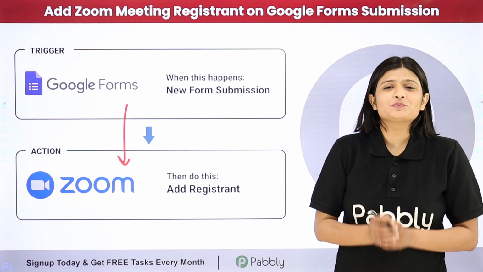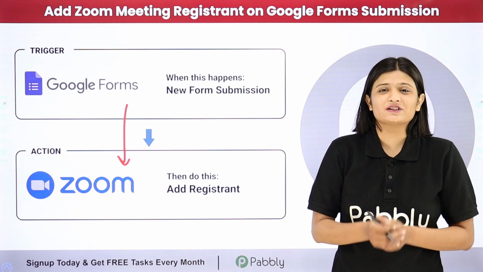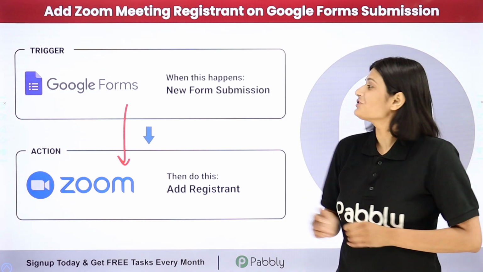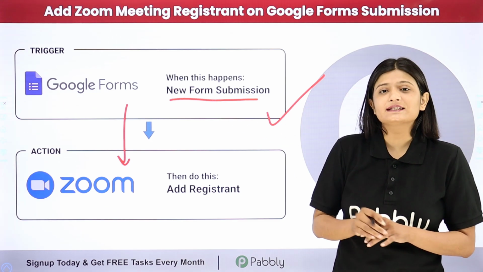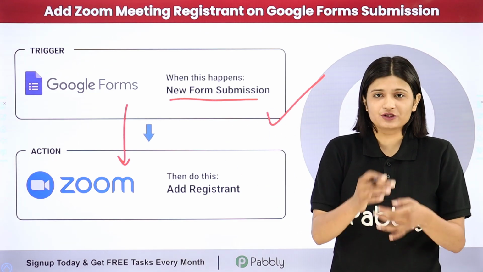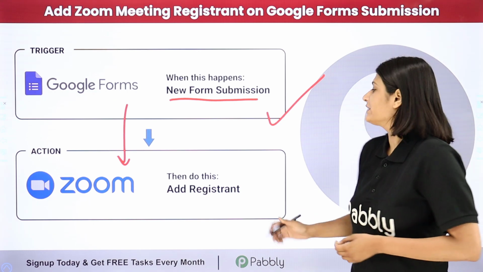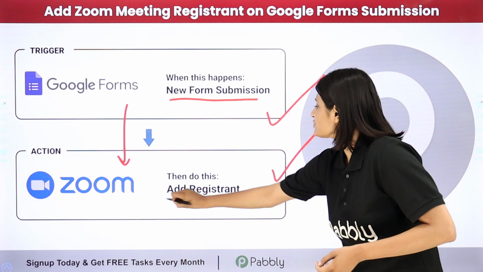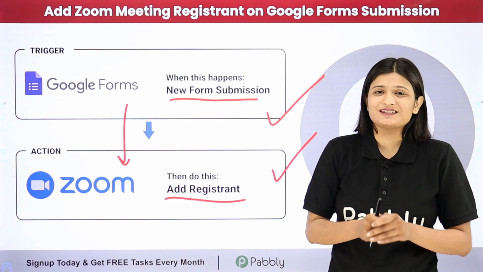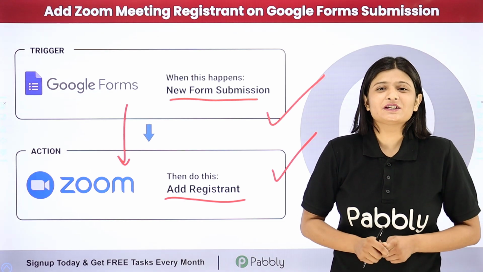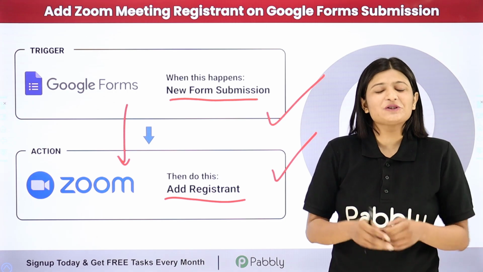Pabbly Connect runs on two principles, which is trigger and action. Here, as my trigger application, I am going to take Google Forms from where I will receive new form submission, and this complete workflow here will get triggered. And then in my action application, I am going to take Zoom, where the registrant will be added automatically as soon as the new form submission will be received. If you want to learn this amazing automation step by step, then let me take you all to my screen.